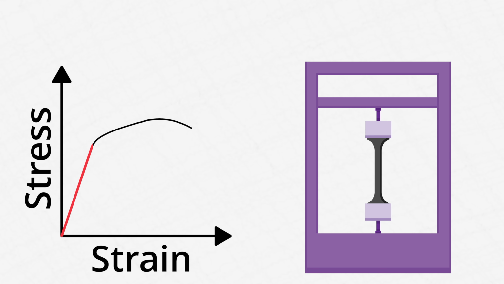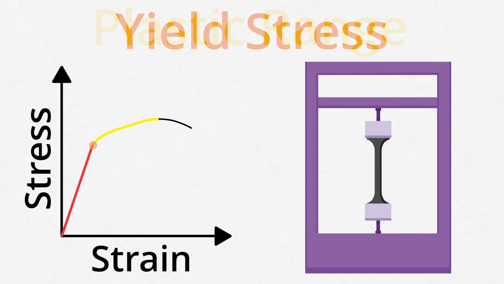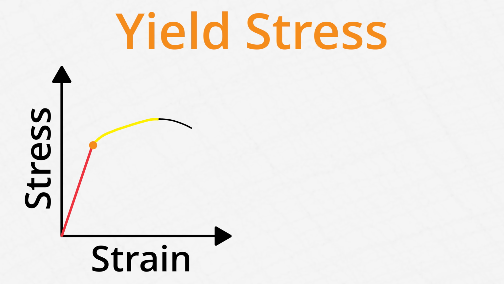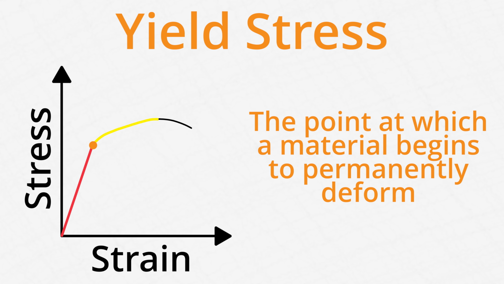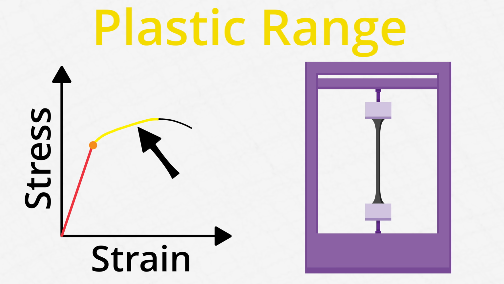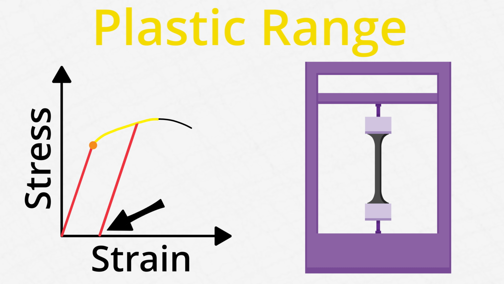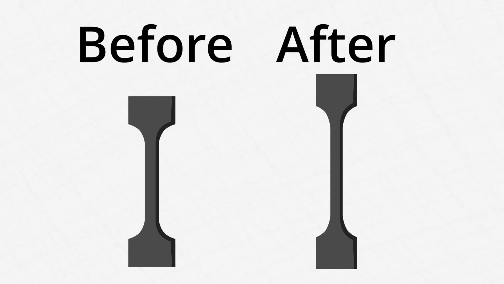Past the elastic range is the plastic range. This is separated from the elastic range by our yield stress, which, as a reminder, is the point at which a material begins to permanently deform. When you stretch a material into this range and then release it, the unloading curve still follows the line drawn by the elastic range, but starting from whatever point on the diagram you've stretched it to. Thus, when the stress returns to zero, the deformation does not, and the material remains stretched, now permanently deformed.